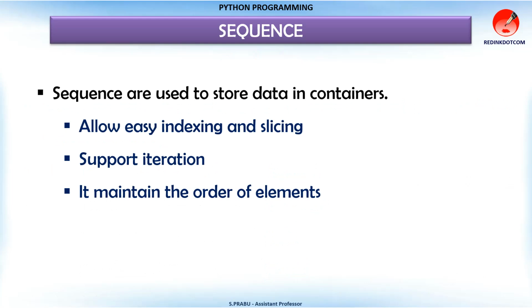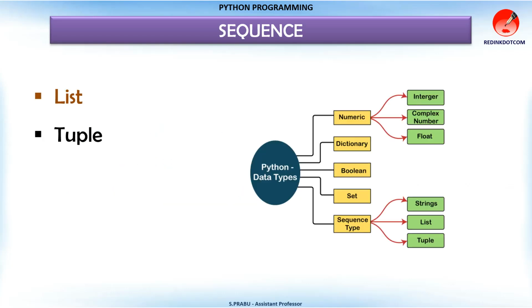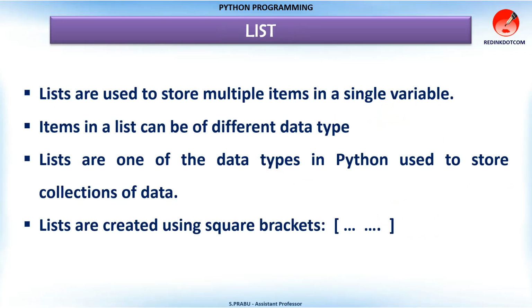Sequences are used to store data in containers, which allow easy indexing and slicing for accessing specific elements. They support iteration to process each element in the sequence. Sequences maintain the order of elements, meaning you can access elements in the same sequence they were added. In the upcoming sections, we will discuss list and tuple in detail. Like an array concept in C language, a list can store multiple values in a single name, but it stores different data types in the same name.